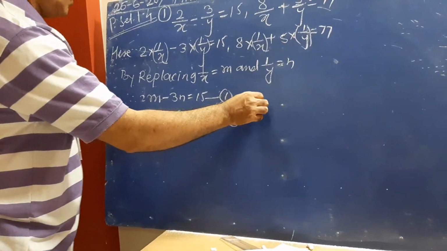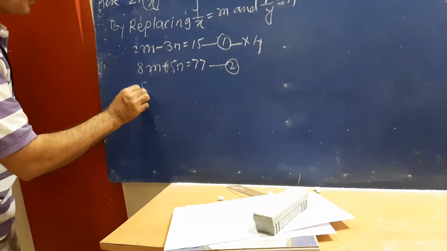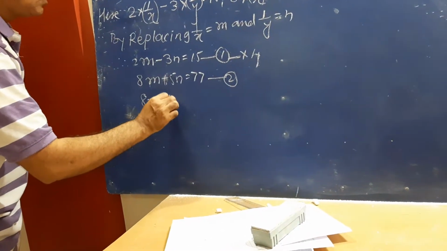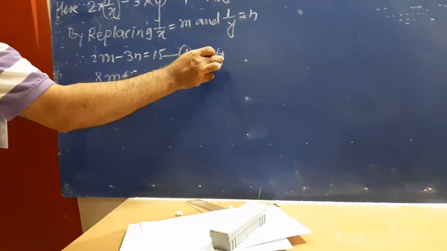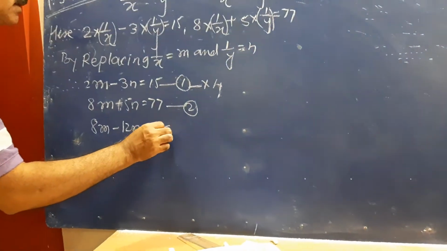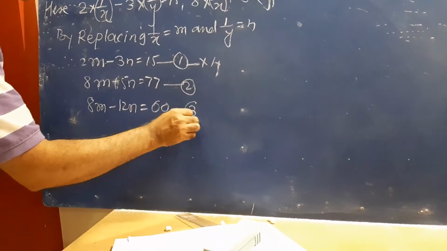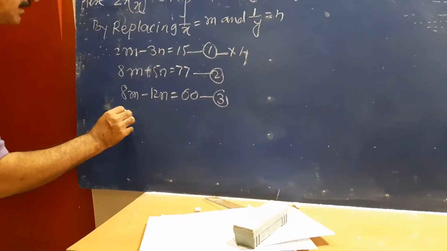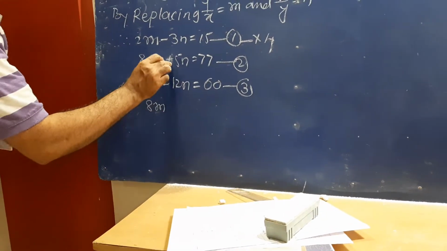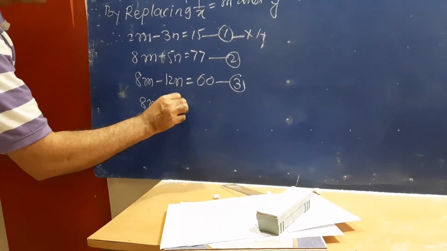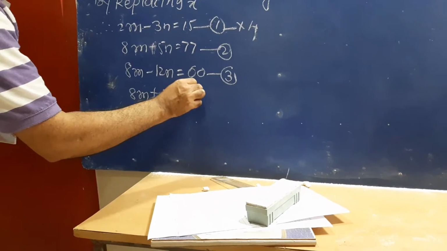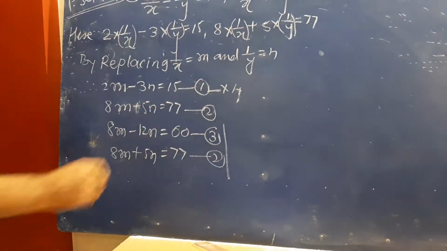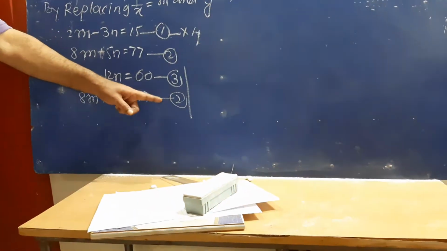In short, 4 into 2 is 8m minus 4 threes are 12n is equal to 15 fours are 60, equation number 3. And now write equation number 2 as it is: 8m plus 5n is equal to 77, equation number 2. Now subtract equation 2 from 3.